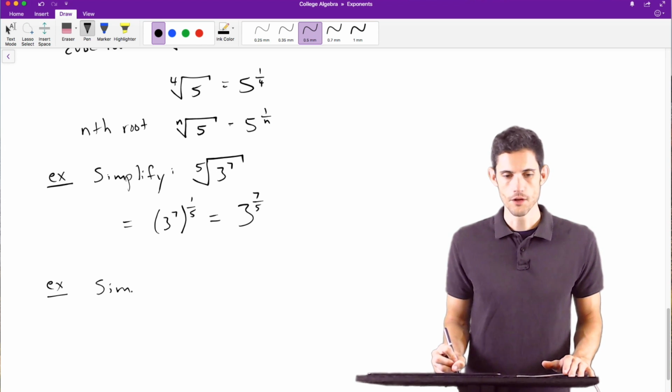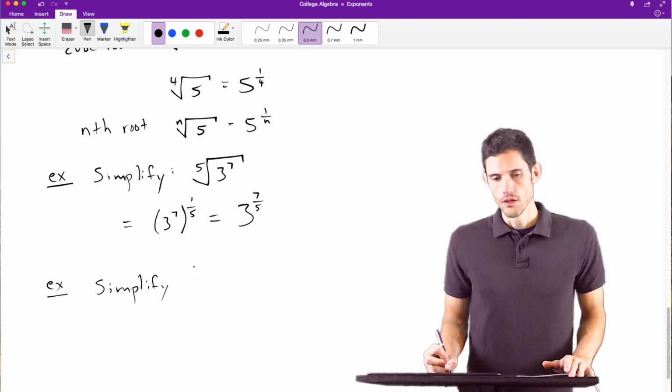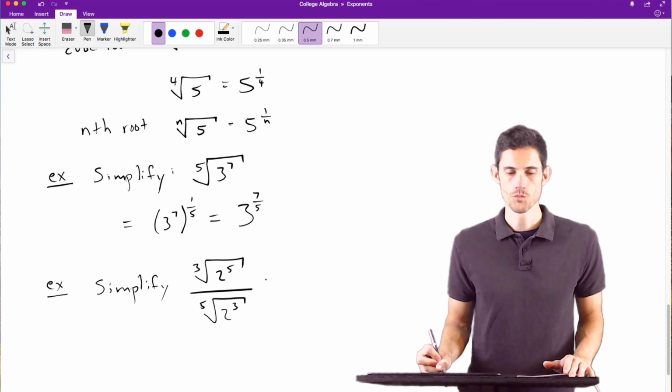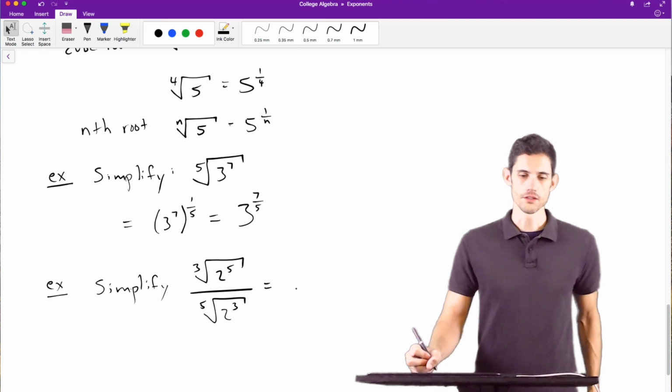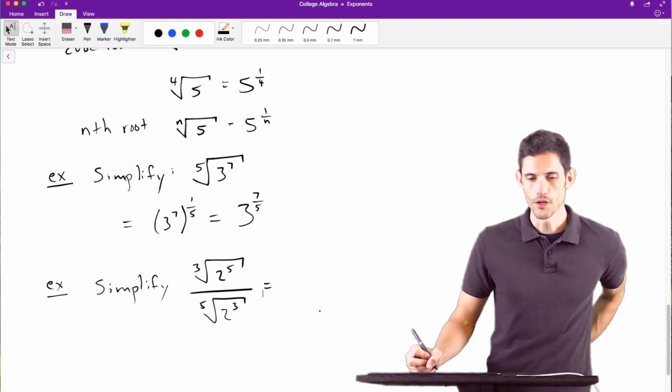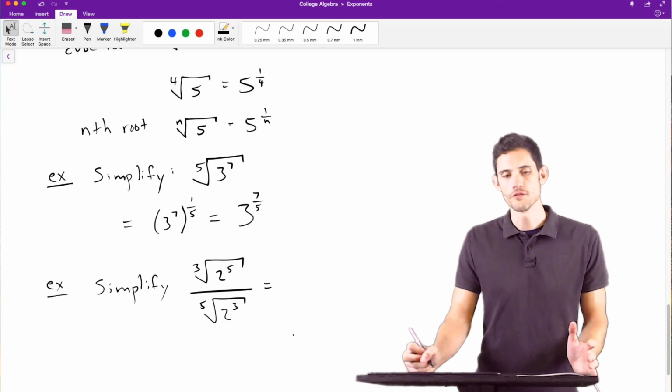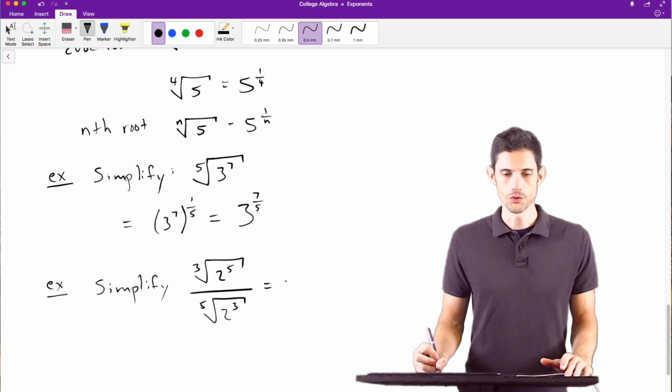So let's combine a couple of these together. What if I said the 3rd root of 2 to the power 5 divided by the 5th root of 2 to the power 3? That's a crazy looking number, but the base is 2 in the top and the bottom, and it's just a bunch of exponents and power rules and quotients and whatever. So let's just do one thing at a time.